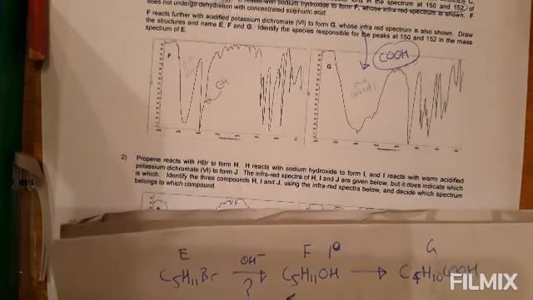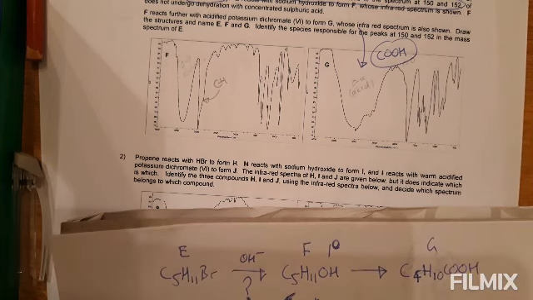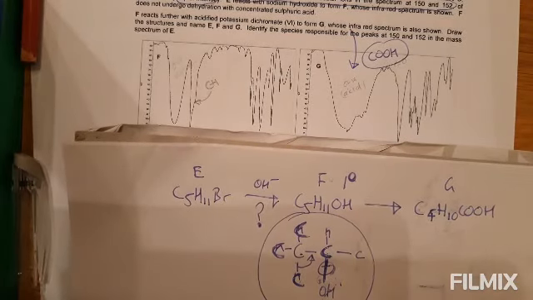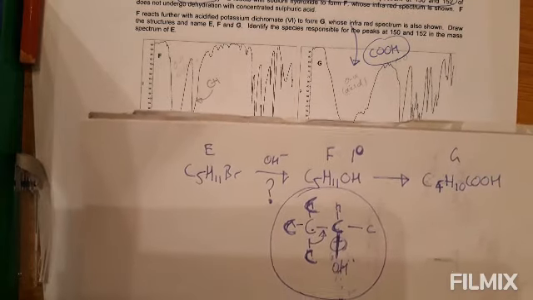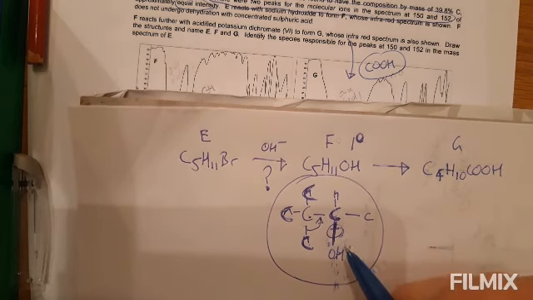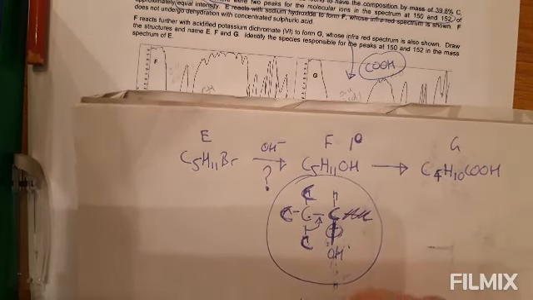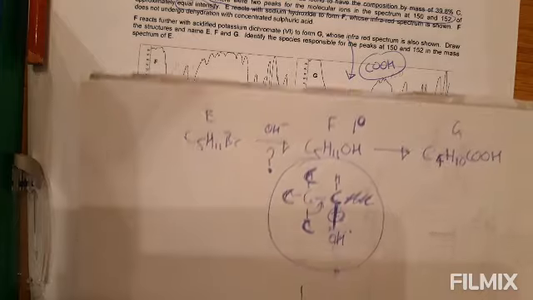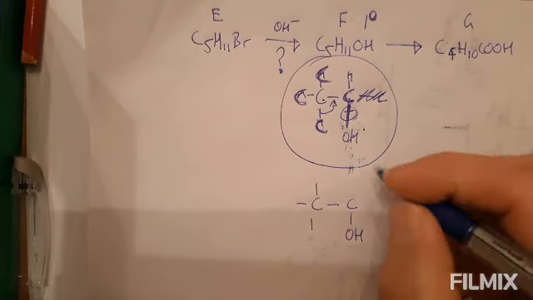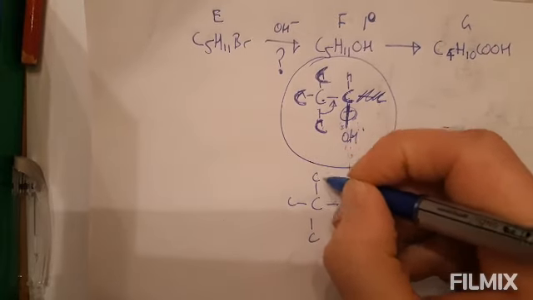Alright, so okay, draw the structures and name E, F and G. Identify the species responsible. Right then, I got most of my information from the bit that said it does not undergo dehydration. So I know it was an alcohol, and straight away I got this structure. Actually, this is the only alcohol with that formula, C5H11OH, that does not undergo dehydration that I can think of. I'm going to have to check the answers in a minute and re-record the video if I get it wrong.